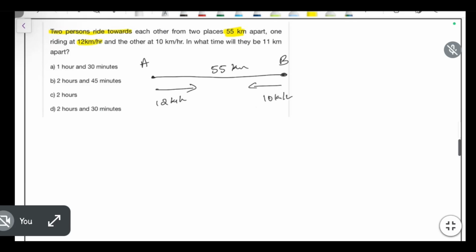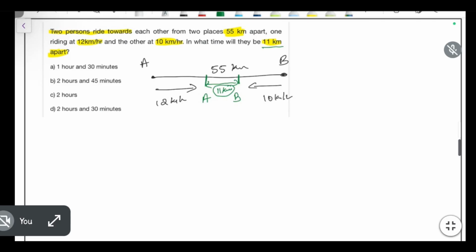If there was no condition, you could just directly find the value. But here in this case, there is one condition: in what time will they be 11 kilometers apart? At a certain point of time, A will be at this point and B will be at this point, where they will be 11 kilometers apart. We are asked to find at what time, okay? So I'll just remove the condition once and explain the question here.